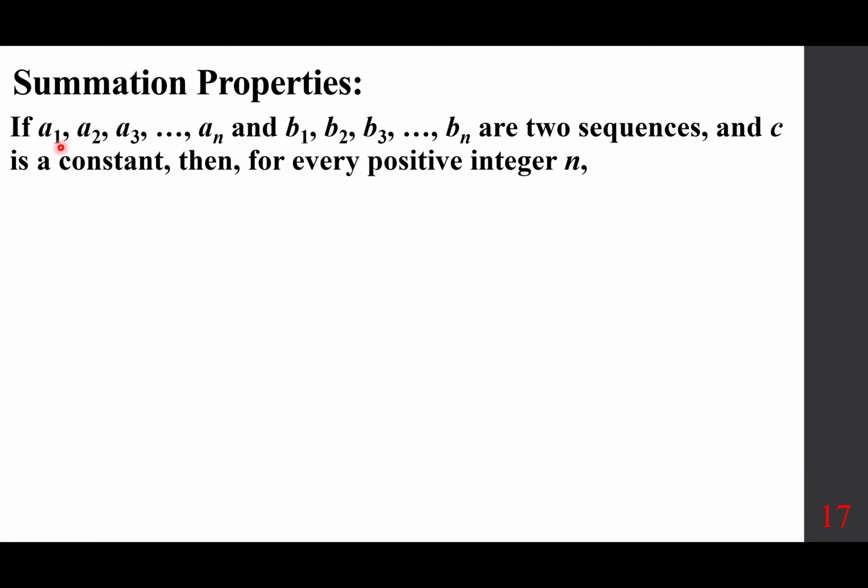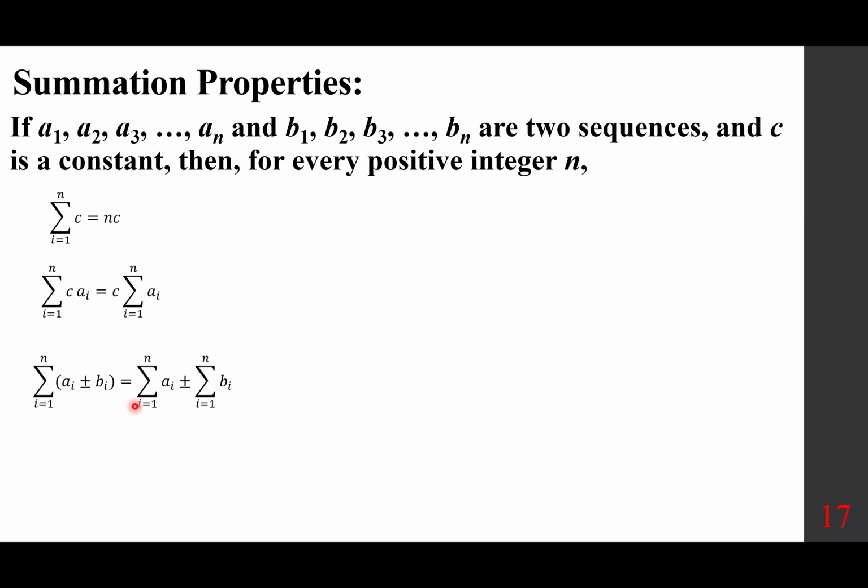Summation properties. If a sub 1, a sub 2, and a sub 3 all the way to a sub n, and b sub 1, b sub 2, b sub 3 all the way to b sub n are two sequences, and c is just some number, some constant, then for every positive integer n, the following is true. The summation of c is n times c. When c is a constant, just write c, and it's going to go from 1 to n. So you're going to write c plus c plus c. How many times? n times, which becomes nc. If you happen to have c times a sub i, c can come out.